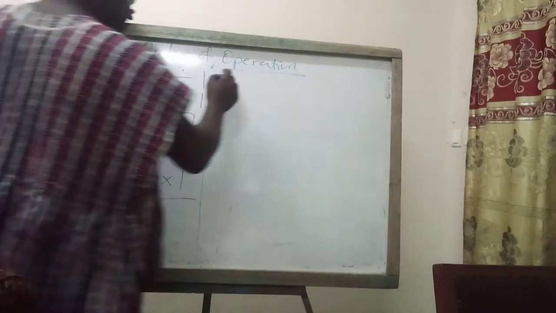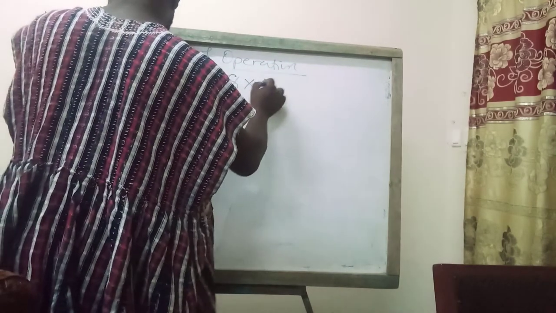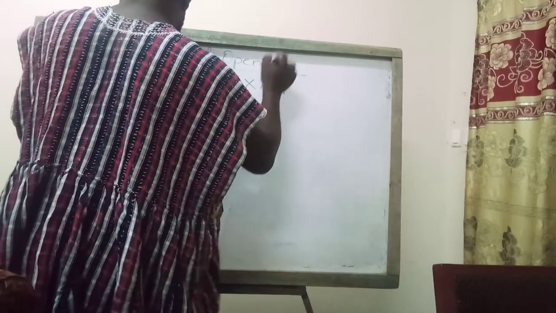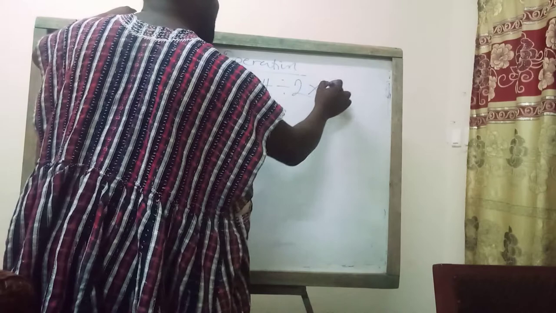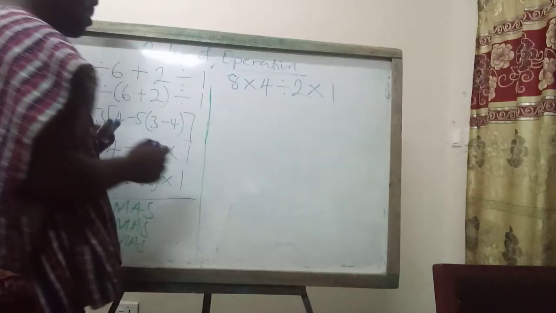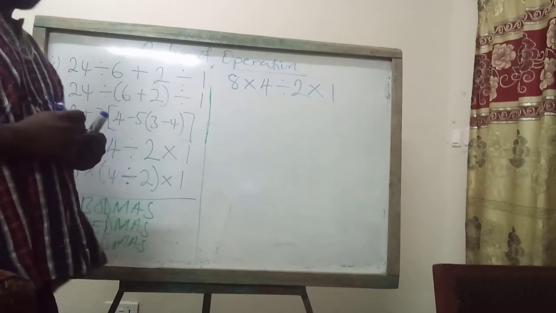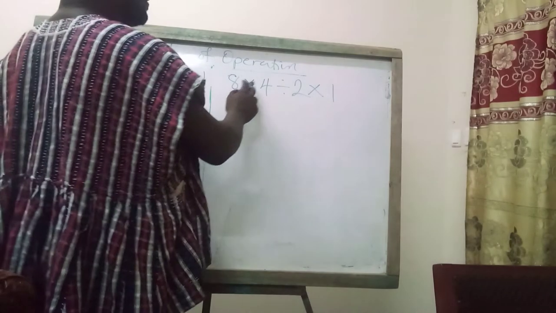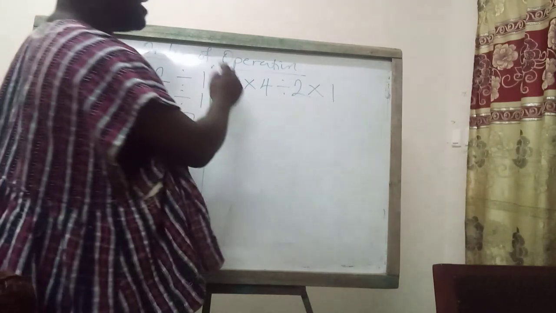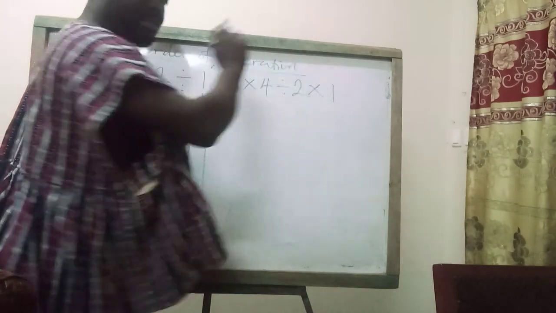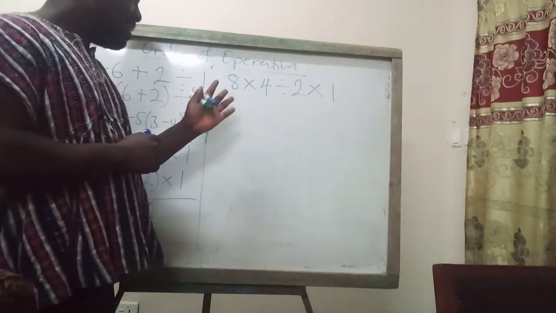The number 4 is 8 times 4 divided by 2 times 1. If you remember, we said that when it is left with only multiplication and division, we do it from left to right, regardless of which one comes first.